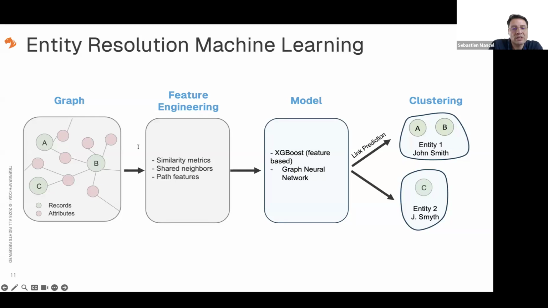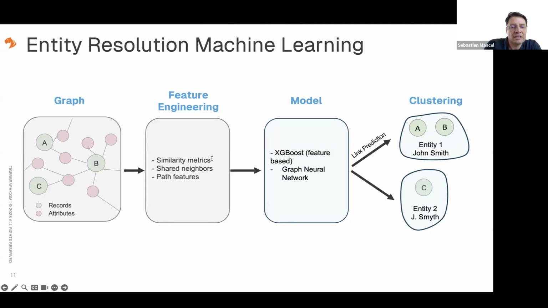And next, we focus on those features. We feed these features into a model. There are multiple models you can use. This is not a full list, but common ones are XGBoost, which is a feature-based machine learning model that's fast and interpretable. And then you have graph neural networks that work directly on the graph structure, learning relational patterns. Now, these models return a link prediction, typically a probability score indicating whether two records refer to the same real-world entity.